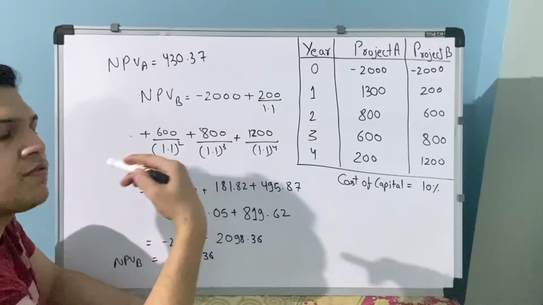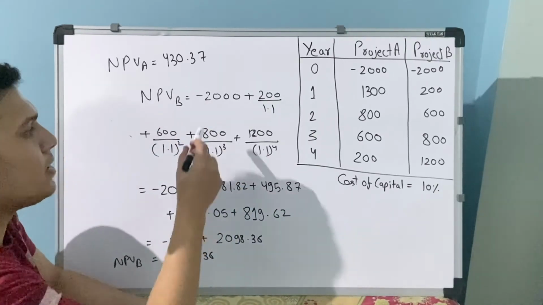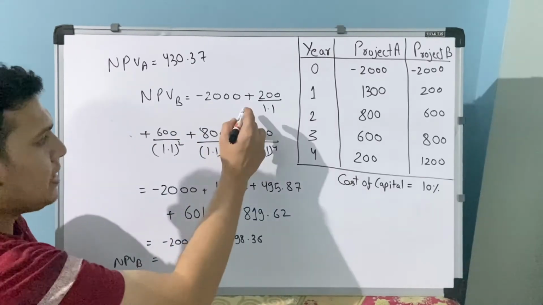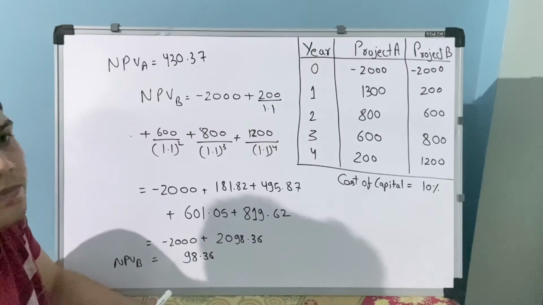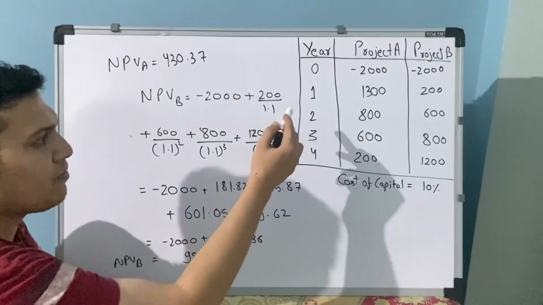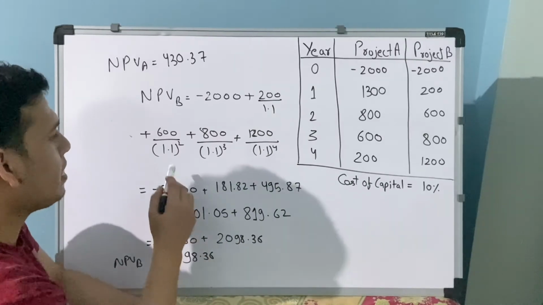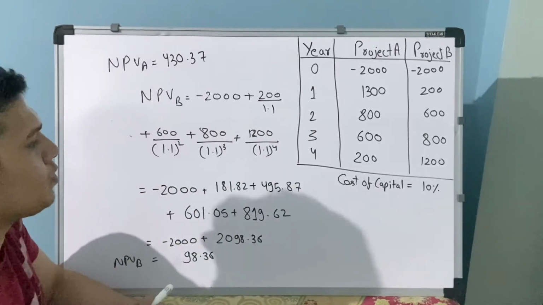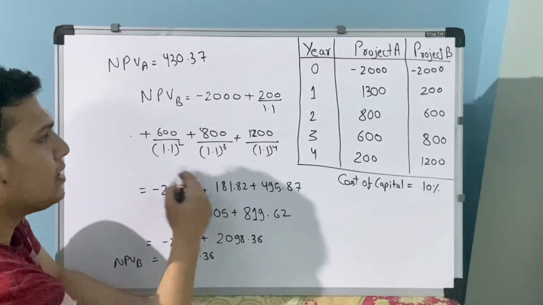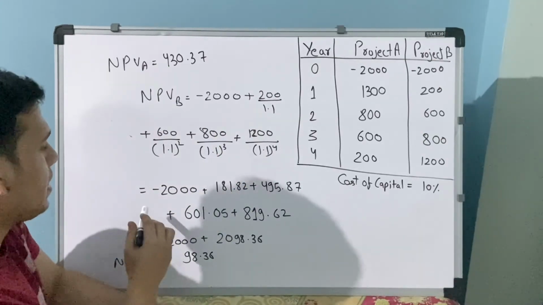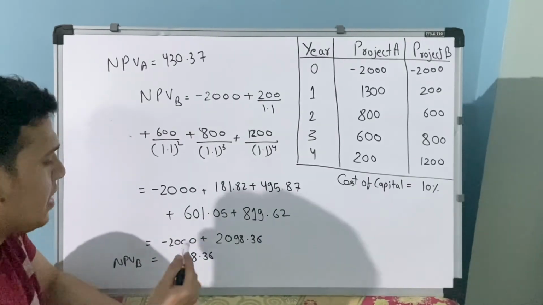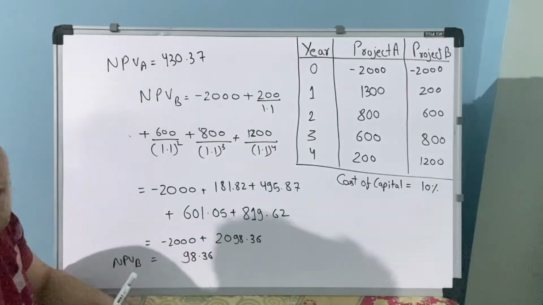Because we are paying it, it is an outflow, so it is negative in sign. Then the cash inflows come: 200, which is divided by 1.1 because of the first year discount rate, then 600 divided by 1.1 to the power 2 because of the second year discount rate. In this manner we will calculate it. These are the values, which equal 2098, the sum of all inflows.